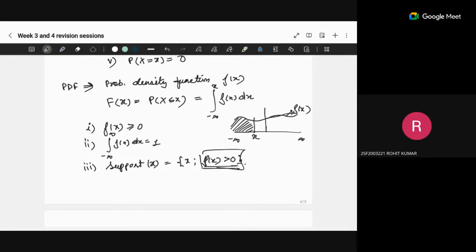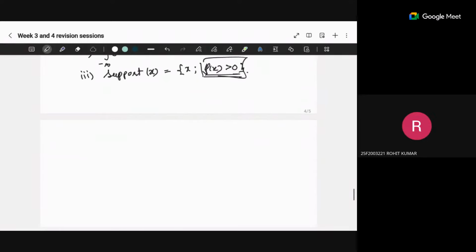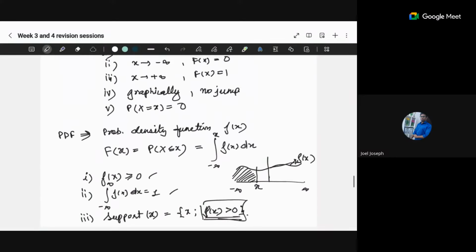And the properties are: my f(x), my PDF, should be greater than or equal to 0. My whole area should be equal to 1. And the support of x should be where my f(x) is greater than 0. Fine?